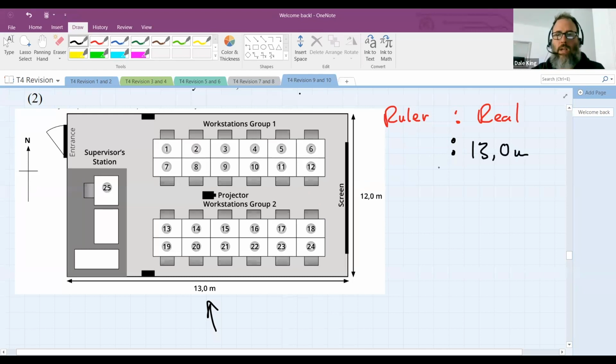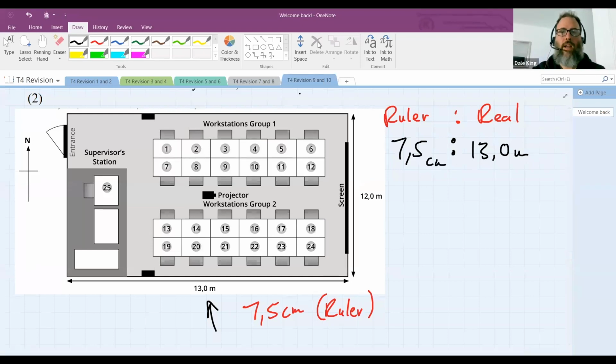Okay. Now to create this ratio, we need a ruler measurement. So I'm going to have to give it to you because you don't have your rulers. You can't measure on the screen. So I'm going to tell you that the ruler measurement is 7.5 centimeters. Okay. So this is measured with your ruler. In the exam, you're going to take a ruler and measure the drawing and get the actual centimeter measurement of the ruler. All right. That's going to go on the left-hand side of your ratio.